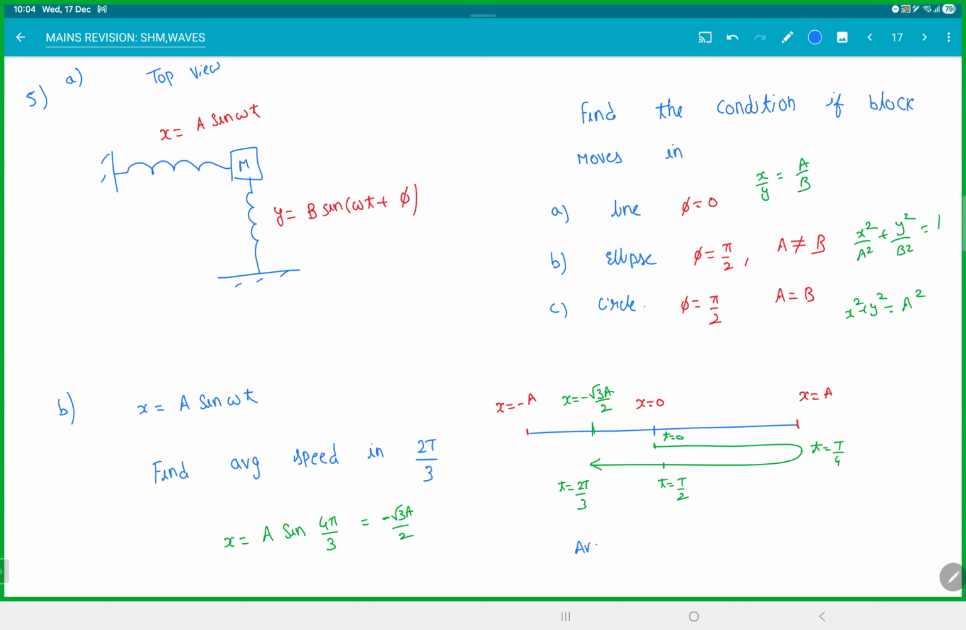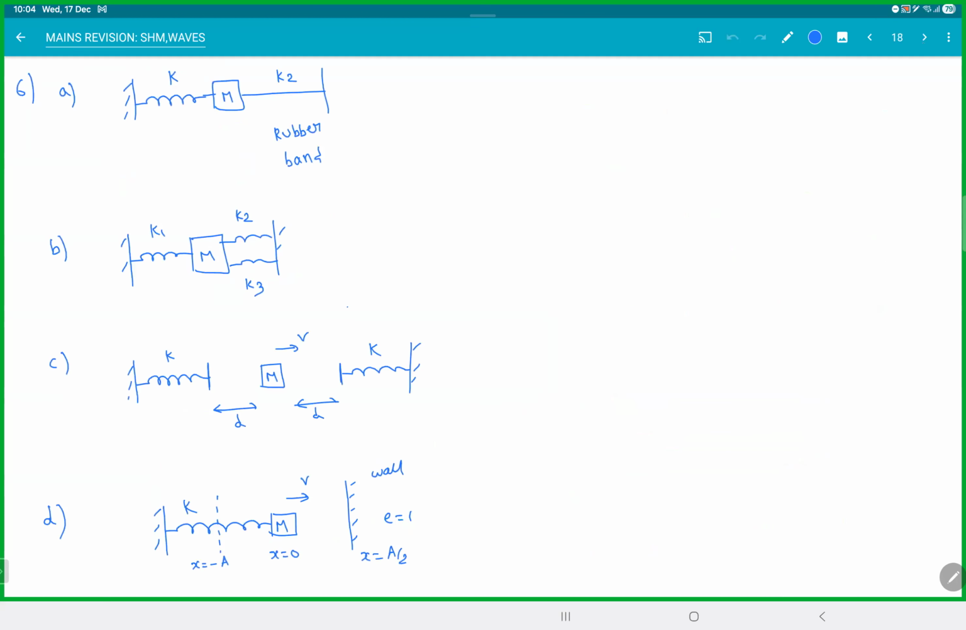So what is the average speed? Average speed is the total distance by time. What is the total distance? You traveled A, then you traveled A back, and then you traveled root 3A by 2, by total time 2T by 3. Easy? So just be careful there. People, what they do, they put root 3A by 2 by time. That will give you average velocity. Average speed, you have to get the total distance. So you literally have to draw the path. Got this? Let's get these questions.